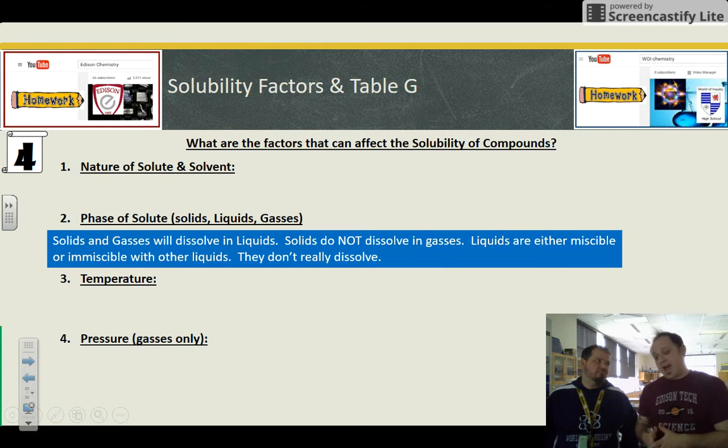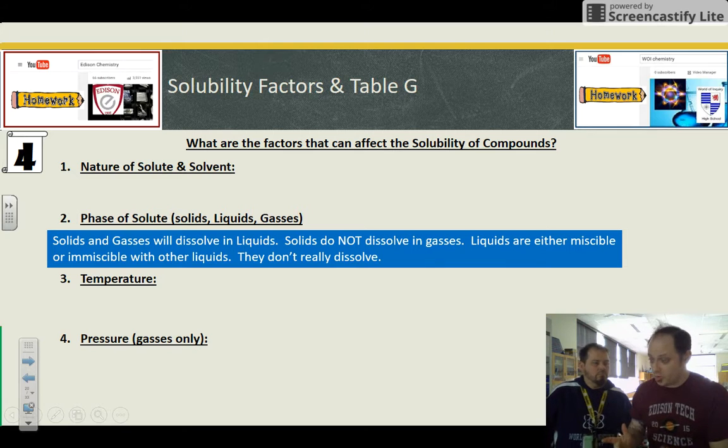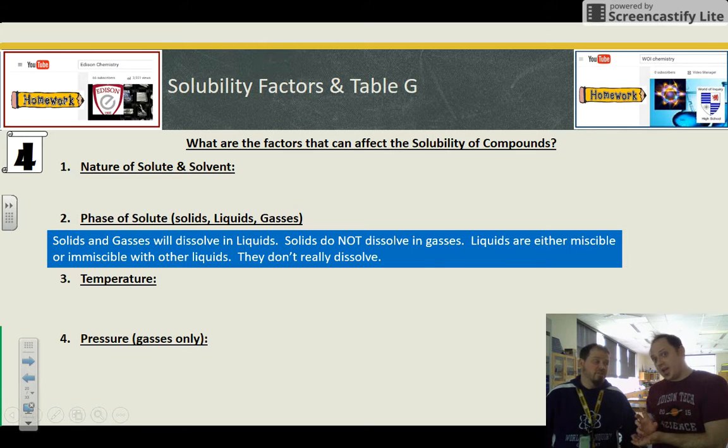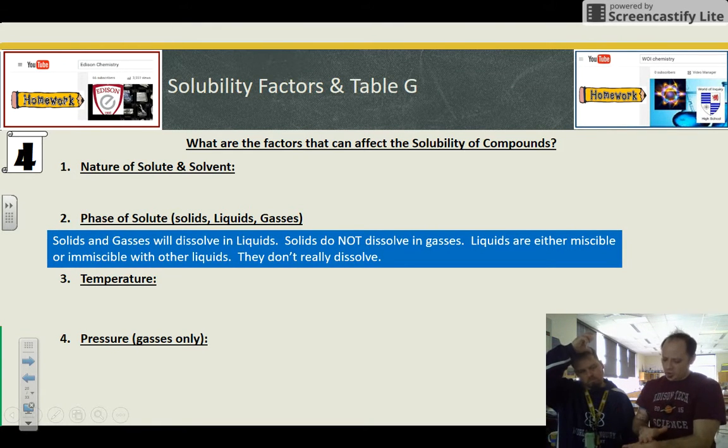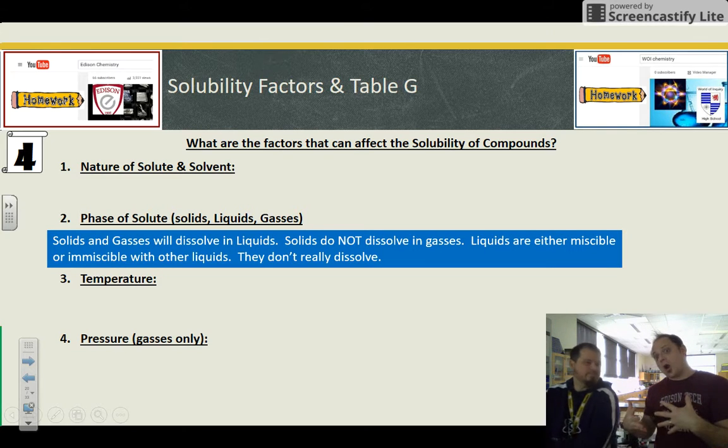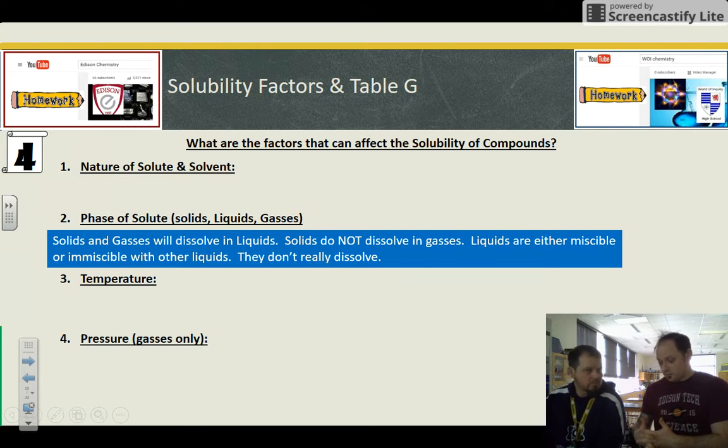That's just a fact. Liquids are either miscible, meaning they will mix, or immiscible, meaning they won't mix. Salad dressing, they don't really dissolve. So oil and water, oil's on top, water's on bottom, they're immiscible. But shake it up. Rubbing alcohol and water are miscible. When you buy a bottle of rubbing alcohol, it'll say 70% alcohol, 90% alcohol. The other 10 or 30% is water. But when you look at it, it looks the same all throughout. So those are miscible. Oil and water, immiscible.